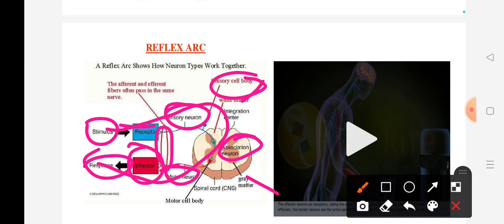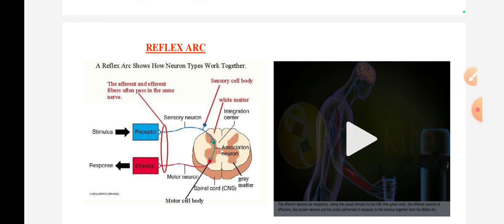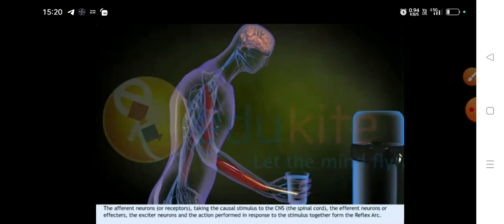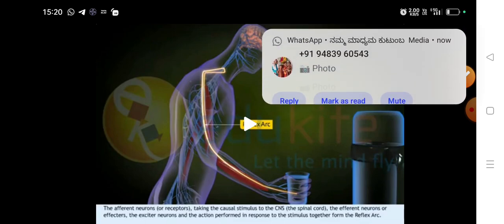This pathway that a message travels through the spinal cord is called a reflex arc. In a simple way, if we touch a hot object, how does the message travel to the spinal cord and come back to our muscles? There is a small video given here. See how the message is going and coming back. Whenever we touch a hot water glass, the message goes to the spinal cord like this, and again comes back to the muscles. This is our reflex arc.